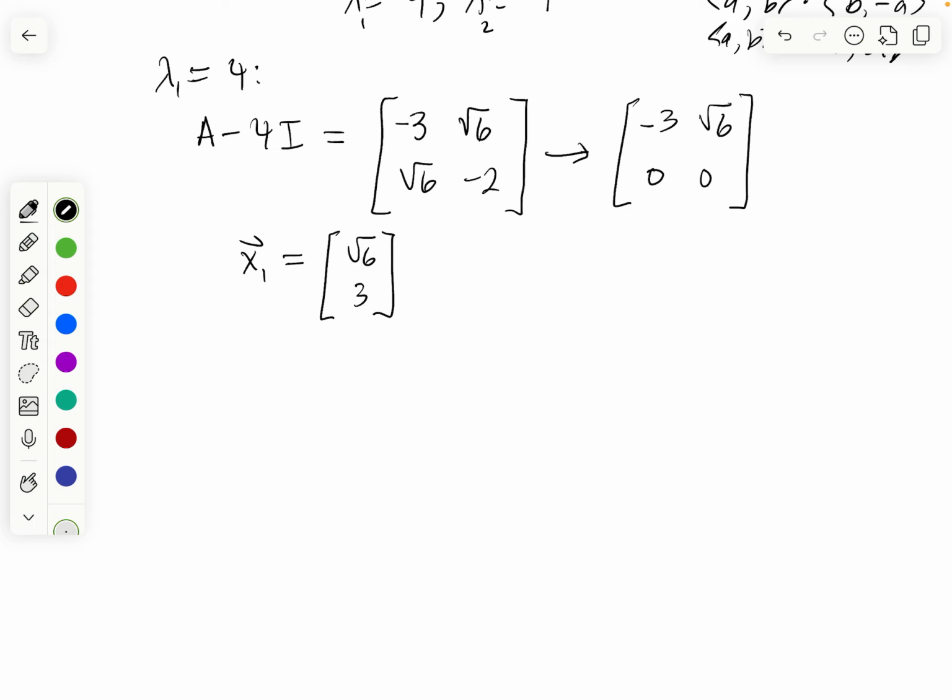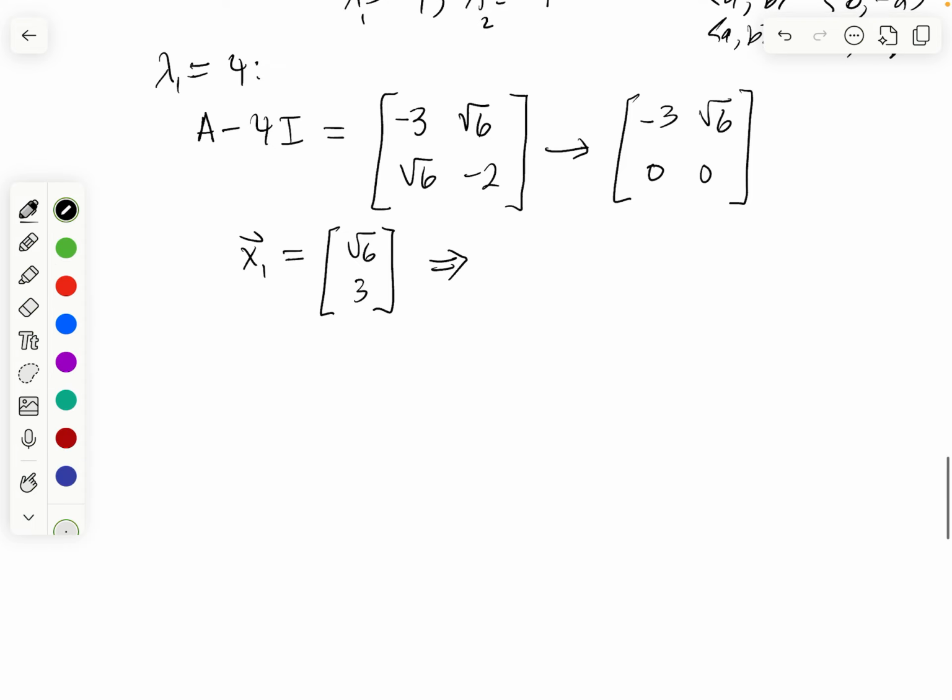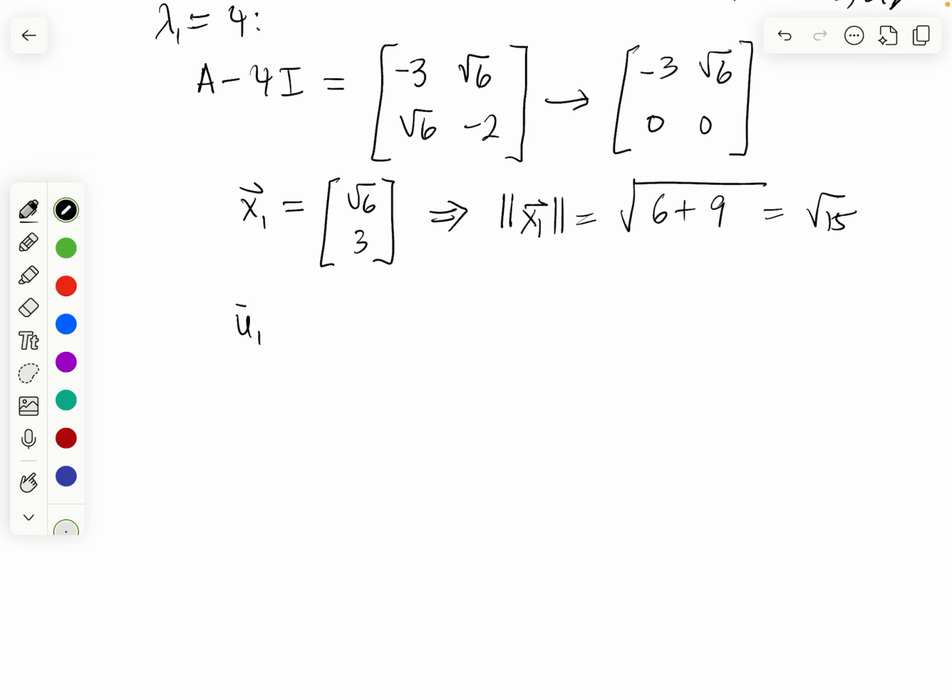That's why I called it x1 instead of u1. So we should find the length of this. The magnitude of x1 is the square root of root 6 squared, which is 6, plus 3 squared, which is 9, so it's the square root of 15. Okay? Now we can normalize this eigenvector by dividing by the square root of 15. Now you could do some algebra. Am I going to do the algebra? Yeah, I guess I will do the algebra.